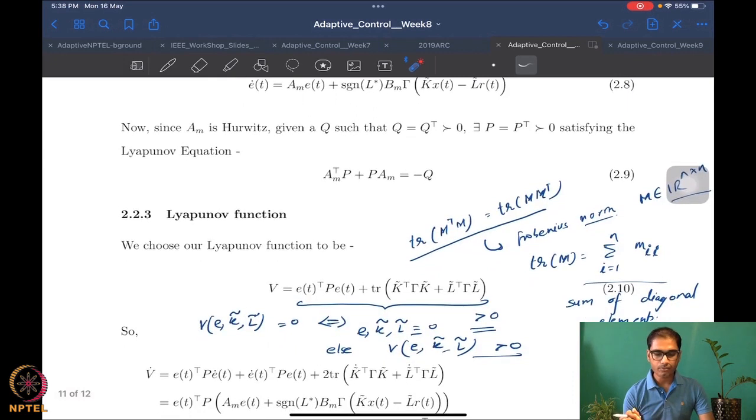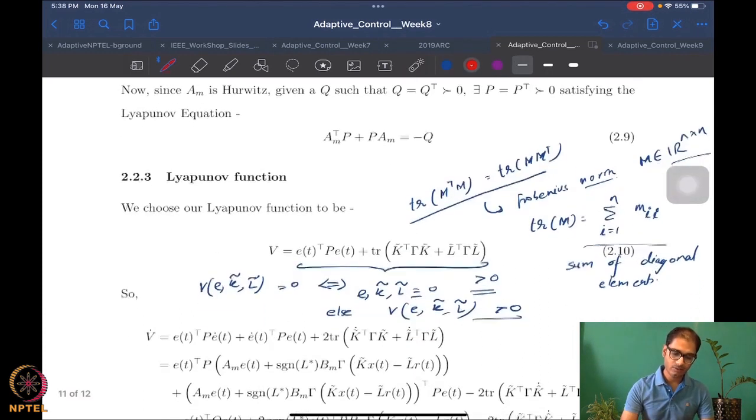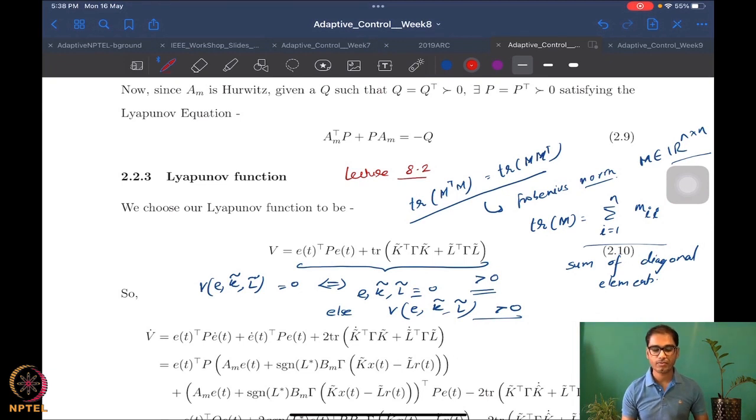And just like you would have used the square norm for the vector case, or just a square for the scalar case, we use a weighted norm for this matrix case also. And this is defined via the trace of the matrix, K tilde transpose gamma K tilde, and similarly L tilde transpose gamma L tilde, all right? So this is where we were. So I'm going to mark the beginning here as lecture 8.2.